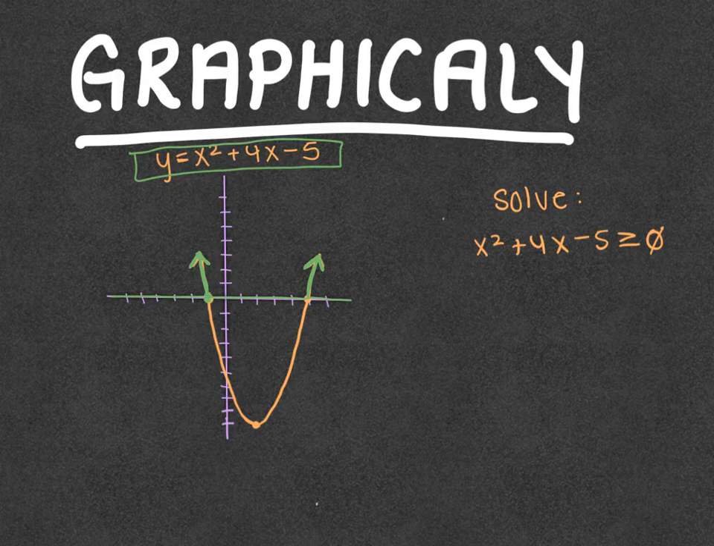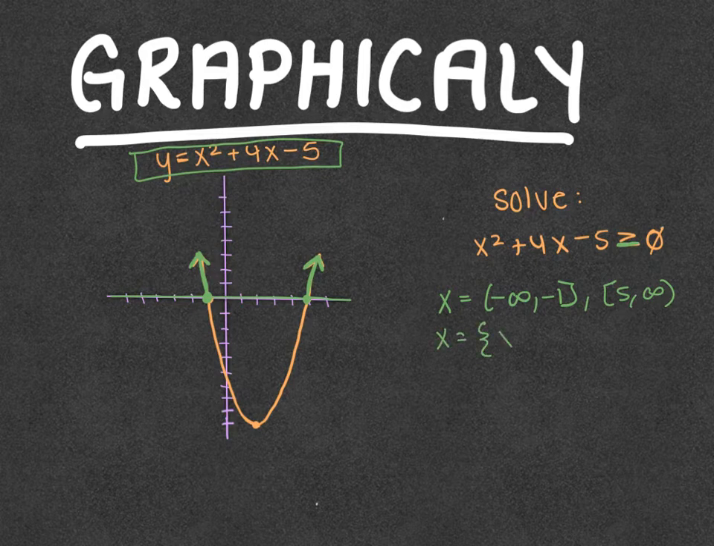And because of the equals to part right here, the greater than or equal to, I'm also including the points on the actual axis itself. So my answer to this would be x is from negative infinity until -1, and from 5 to infinity. We could also write it as an inequality where we have x such that x is less than or equal to -1, or x is greater than or equal to 5.